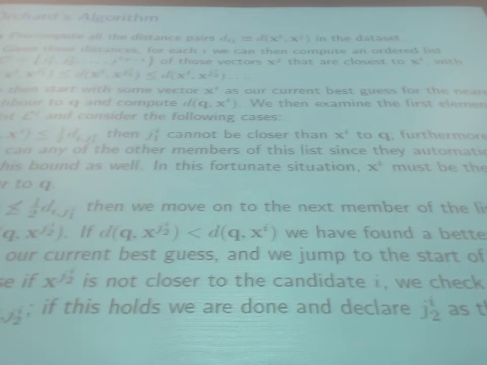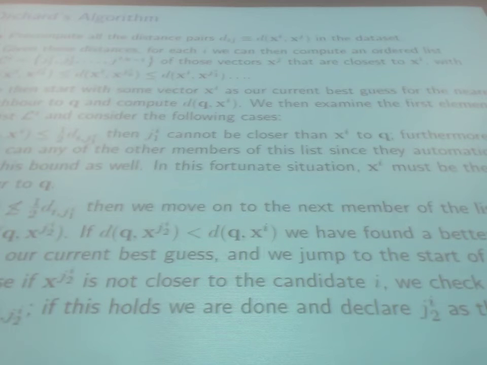I don't think this description is quite correct, actually. I think it's worded a little bit weirdly. What we have to do is that for this member, because this is not the case, right? It could be that this first member of this list is actually closer to Q than xi. That's possible, right? We cannot rule it out. So we need to compute that distance now.